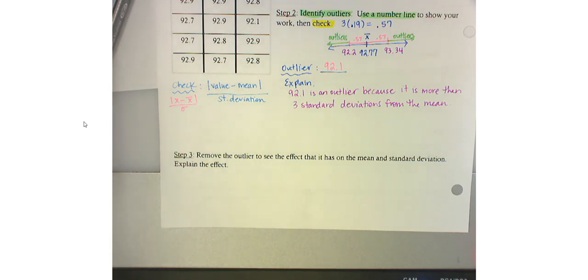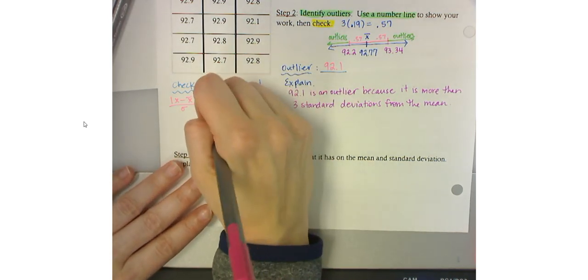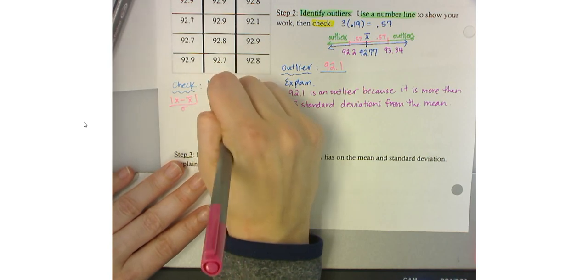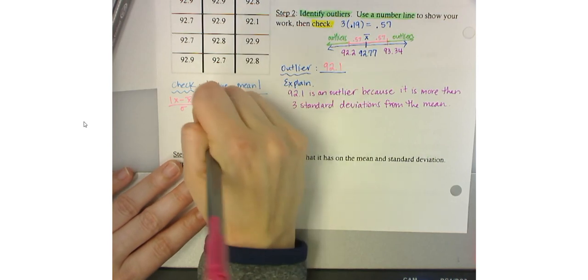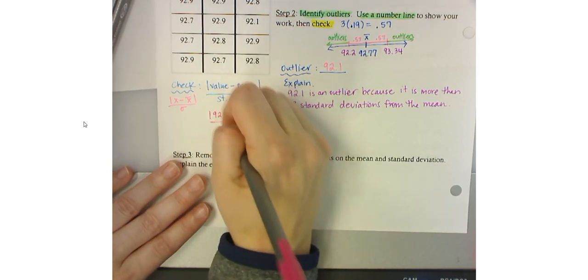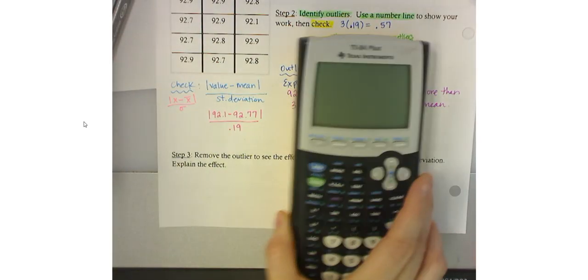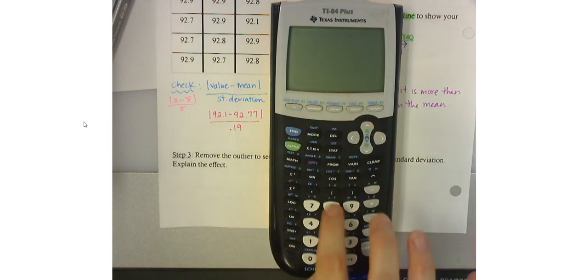All right, so we are using the absolute value. So 92.1 minus 92.77 divided by, and then we're just going to use the positive value. So 0.67 divided by 0.19. All right, so we got about 3.5. Is this good or bad? Good, because we want more than 3. Why? Because then it proves it's an outlier.